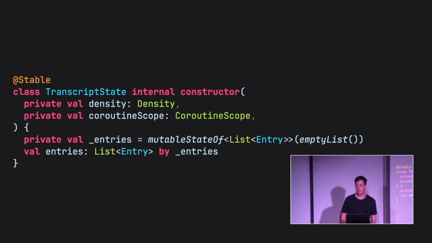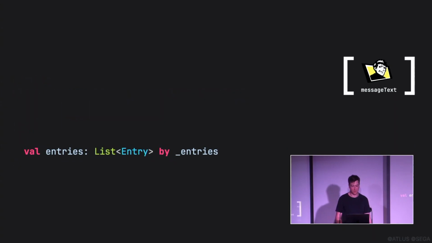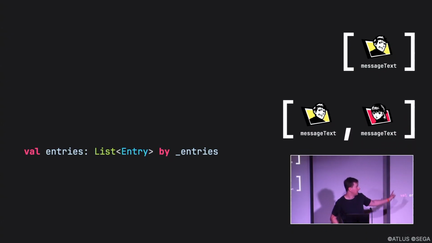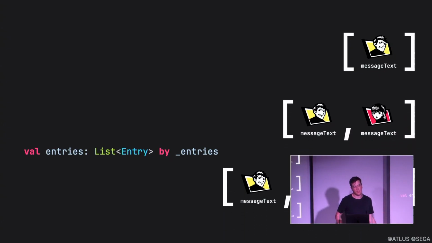TranscriptState itself can also be pretty simple. We keep track of all of our entries using a Compose state type and then expose it through this by entries. We're using Stable here to just pinky swear to the Compose compiler to say like, yes, if any one of our public properties change, we're going to notify you and recompose. So this entries, if you think about what it does over time, it might have 1, and then 2, and then 3, and every time it changes, it's going to cause another recomposition.